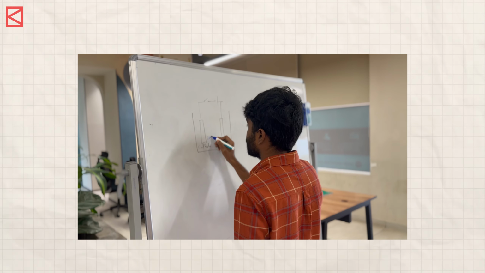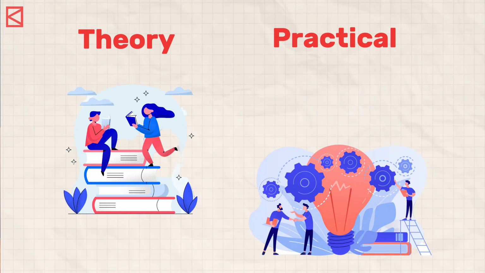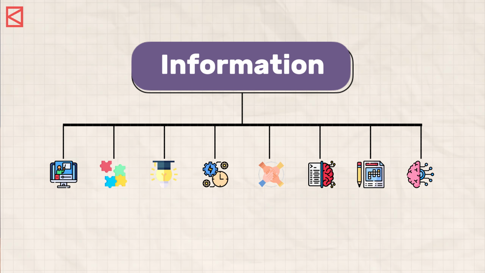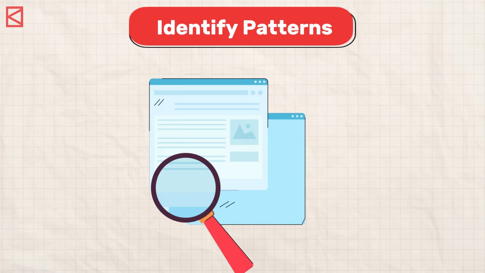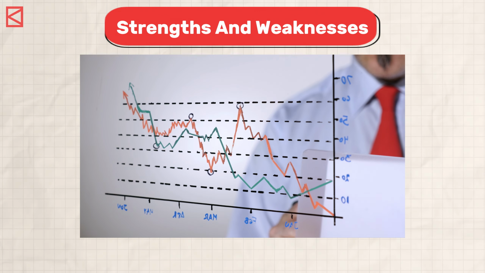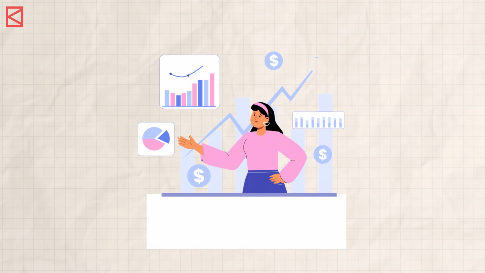Apply. This involves applying what you have learned in new situations or solving problems, bridging theory with practical application. Analyze. In this stage, you break down information into parts to understand its structure. You examine relationships between elements and identify patterns. Evaluate. Here you evaluate the value of ideas or information. You assess strengths and weaknesses, compare different aspects, and form opinions based on specific criteria.